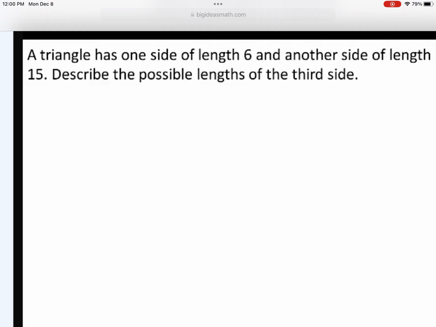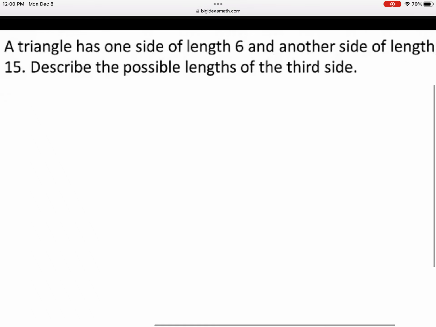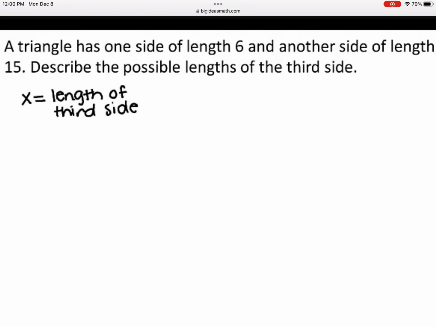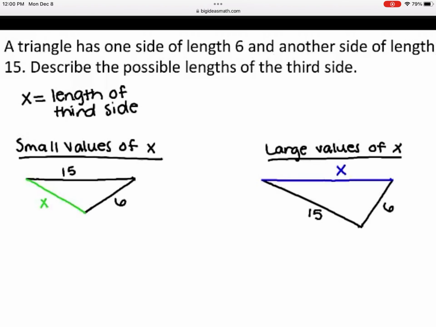A triangle has one side of length 6 and another side of length 15. Describe the possible lengths of the third side. To begin this problem, first let x represent the length of the third side. Next, you can draw diagrams as shown to help you visualize the small and large values of x.